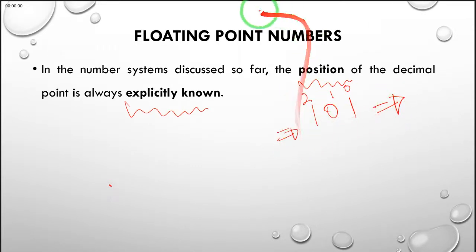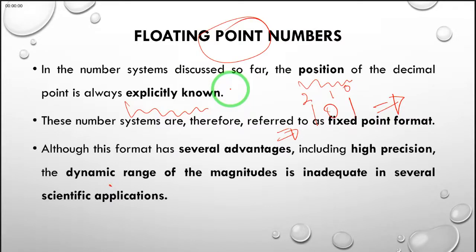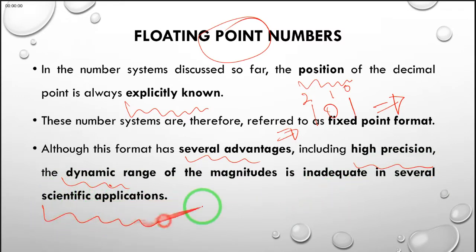On the contrary, we have floating point numbers, in which case the position of the symbols is not expressed in a similar manner to that of fixed point numbers. And we notice that although fixed point has some advantages, which include high precision and dynamic range, it still suffers some challenges in representing some figures that are particularly used in scientific applications.